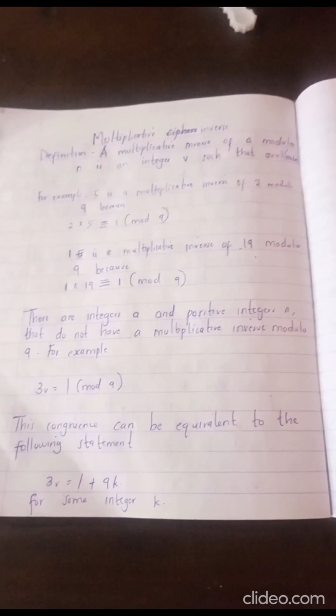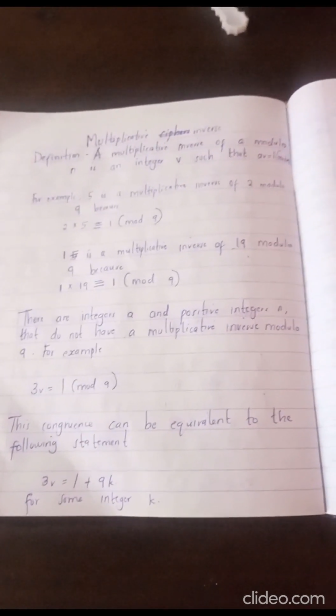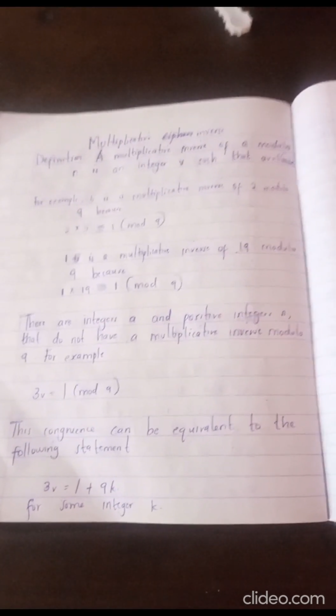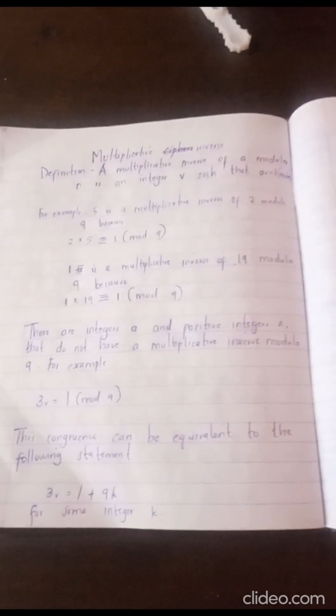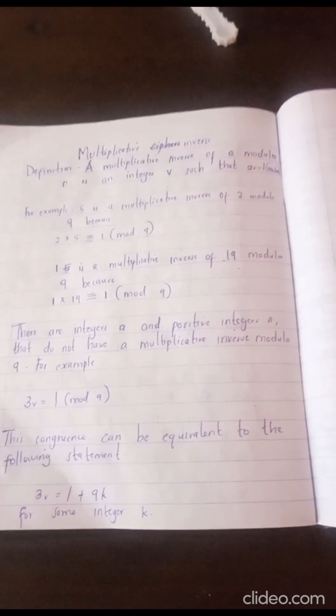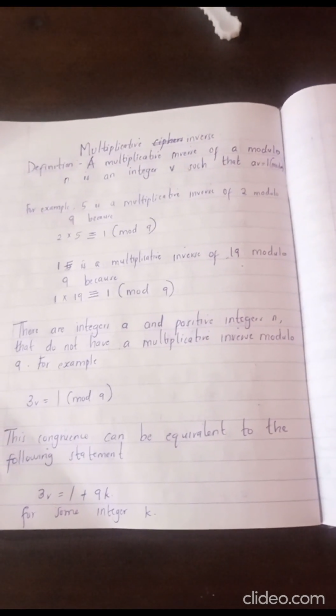When you take 1 times 19, you get 19. Then when you subtract 1, you get 18. 18 divided by 9 is 2, meaning that it is congruent. There are integers a and positive integers n that do not have a multiplicative inverse modulo n.